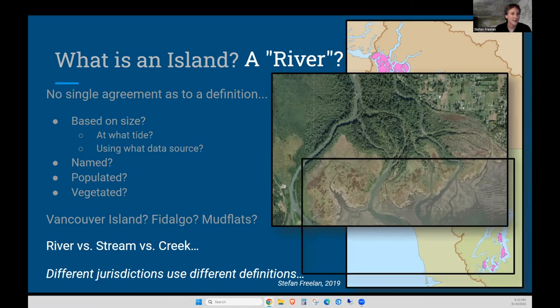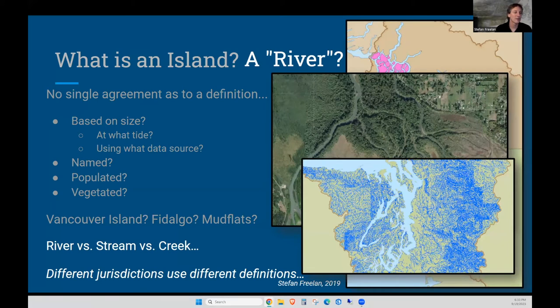Similar for rivers, a river versus a stream versus a creek, and things that we scoff at as just barely a stream around here are bigger than rivers in other parts of the world. So a lot of context and, what do you have to be? What's the threshold to be a river? Is it water flow year round? Does it have to have fish, perennial, et cetera, et cetera, et cetera.